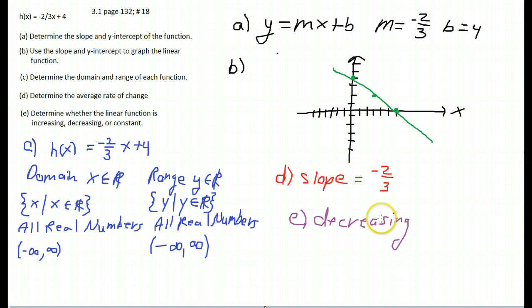For it to be a constant function, that means you have a horizontal line. We do not have a horizontal line, so ours cannot be constant. Therefore, decreasing is the answer for choice E. And that is all we have for problem number 18.